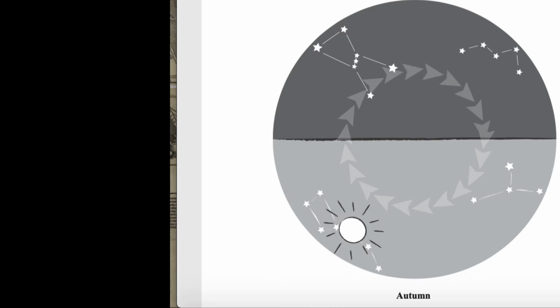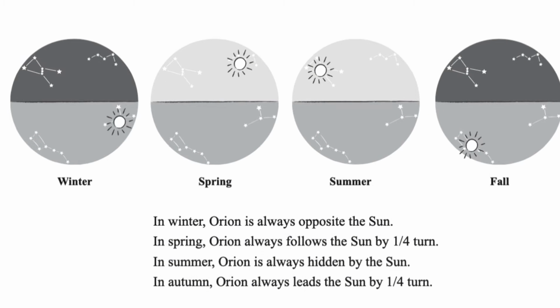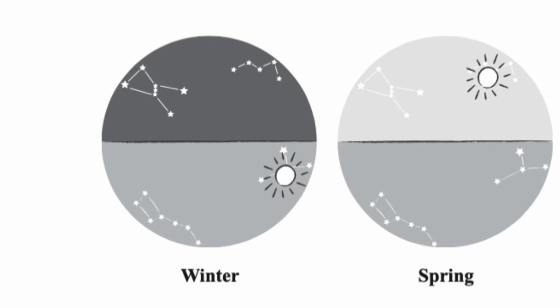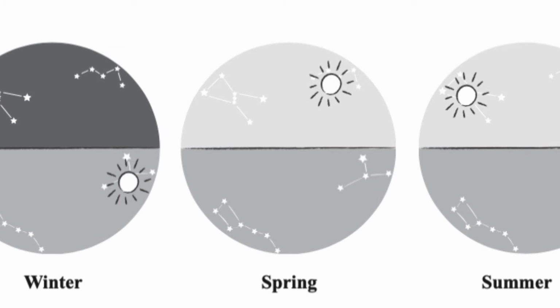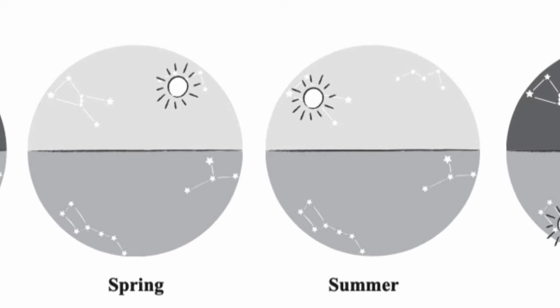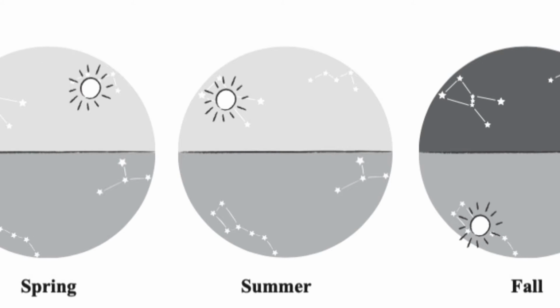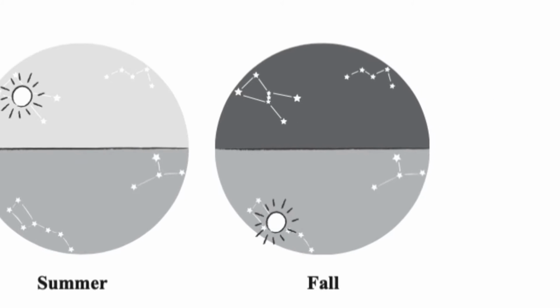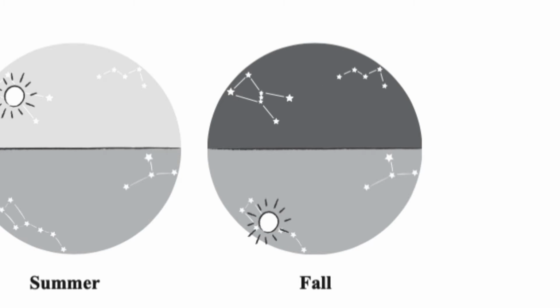Orion keeps moving relative to the sun, but he always ends up in the same place in any given season. In winter, Orion is always opposite the sun. In spring, Orion always follows the sun by 1/4 of a turn. In summer, Orion is always hidden by the sun. In autumn, Orion always leads the sun by 1/4 of a turn.